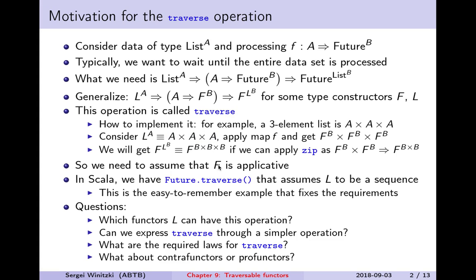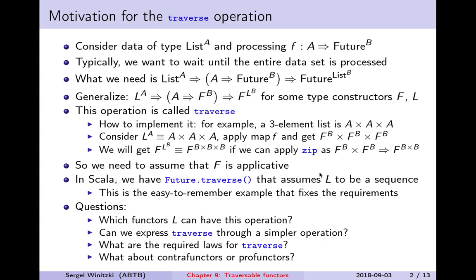So that is going to be a fundamental assumption, that for the traverse operation to make sense, the type constructor F must be applicative. Now the type constructor L, on the other hand, we don't know what that is. It could be applicative or not, maybe. We'll find out. But for now, let's say L is traversable if it has this operation.